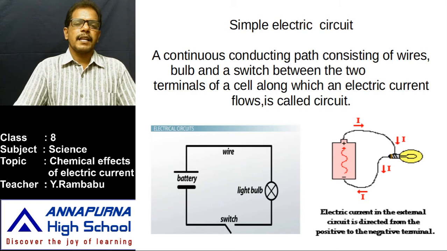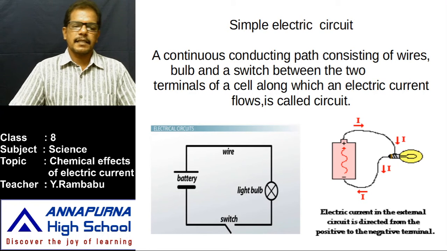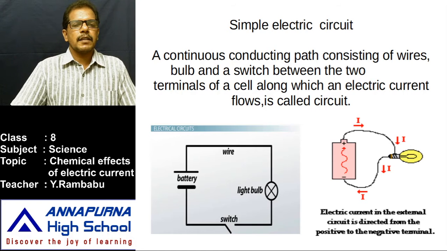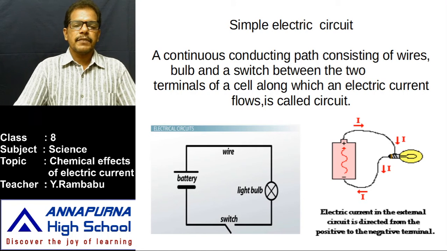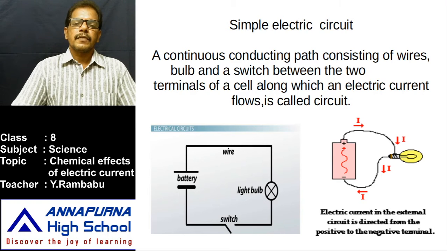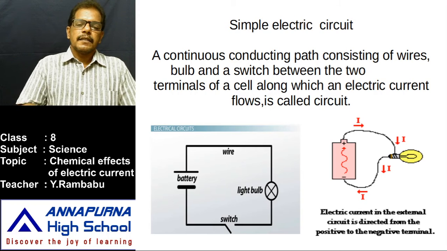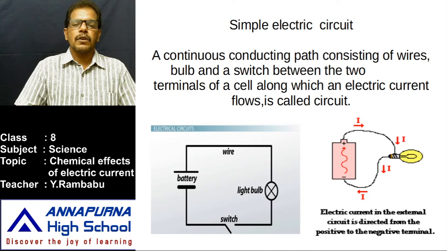What is this simple electric circuit? Let us observe this diagram. In the right side diagram, the bulb glows. The right side diagram is a circuit, and the left side diagram is also a circuit. But what is the difference? In the right side electric circuit, the bulb glows. Bulb glows means what has happened here? There is a continuous and closed path for the flow of charges. Observe, the charges flow from the positive terminal to the negative terminal.